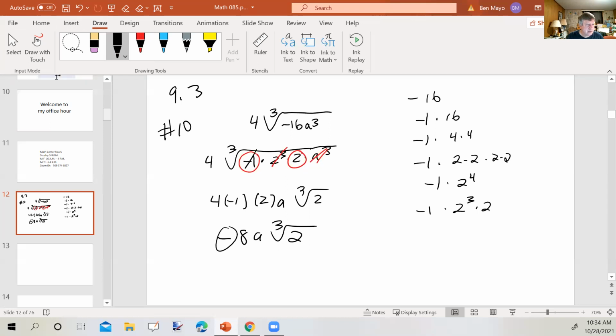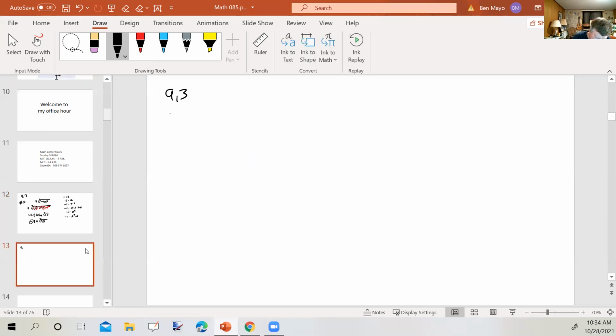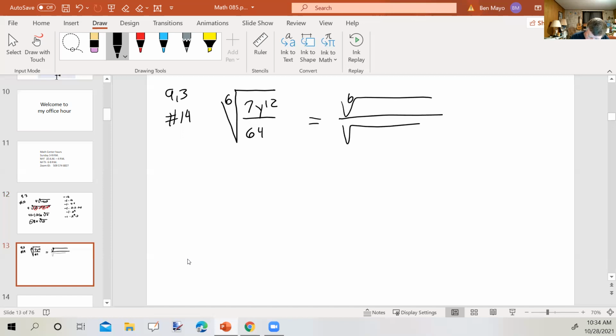Coming up next, this is also from section 9.3, and this is number 14. Simplify the radical expression. The variable represents a positive real number. And we have the sixth root of 7y to the 12th over 64. So we have a fraction inside of a radical. We can separate this into two radicals, one for the numerator, 7y to the 12th, one for the denominator, 64. If I could have reduced this first, I would have, but there's nothing I can do to reduce it. That's why I went ahead and split it up.